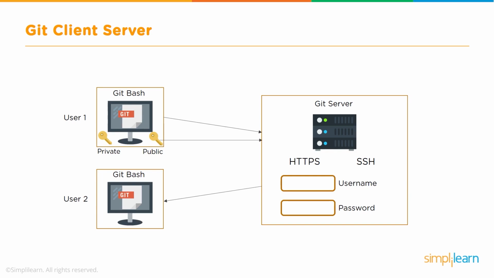So that whenever I'm going to connect next time using my command prompt or any of the tools, it's going to challenge me for my passphrase. As long as I remember my passphrase correctly, I can authenticate myself and get into the server. So both HTTPS and SSH are popular ways of communicating with the Git server.